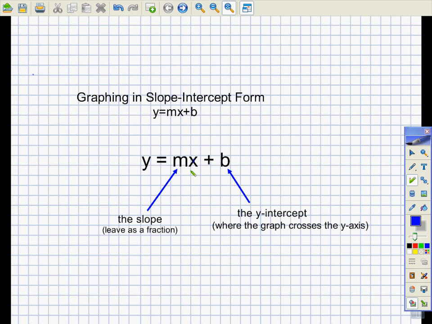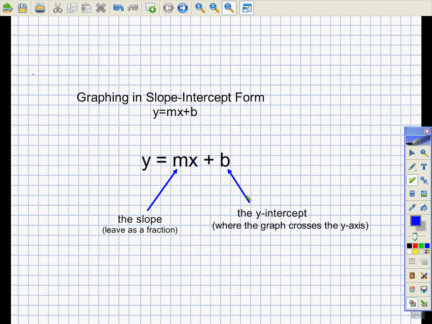Good morning. We want to talk about graphing in slope-intercept form. The slope-intercept form of an equation is y equals mx plus b. Now, the y and the x we already talked about, and we know that that represents the axis on a graph. The m equates to the slope, which can be a fraction or a whole number, and can be calculated or may be given in a problem.